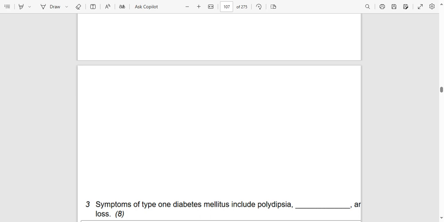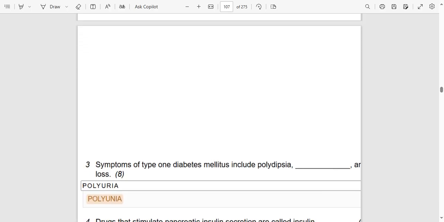But there is still another P which I'm remembering. Okay, so it's not even a P. Polydipsia, polyuria, polyphagia, and also glycosuria. So if someone is losing glucose in the urine, that is going to lead to loss of weight and such things. Okay, so polyuria there.